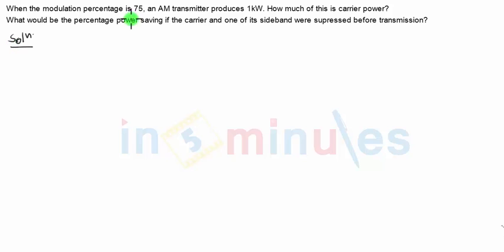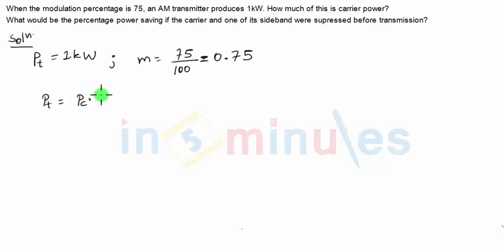The first part, they have given AM transmitter producing the power. That means without any doubt it is the total power. They had given us the total power and they are saying modulation percentage is 75. That means small m, which is modulation index, will be nothing but 75 by 100, and that will be equal to 0.75. So we know one relationship which is between total power and the carrier power, which says that the total power is equal to carrier power into 1 plus m square by 2.